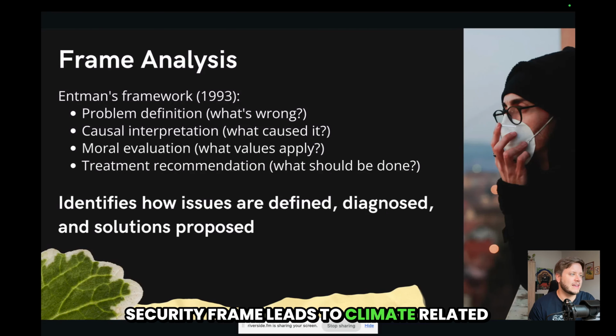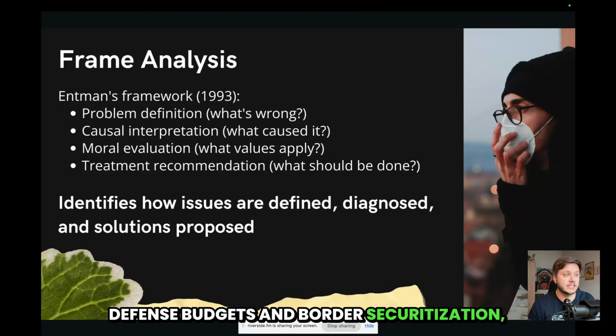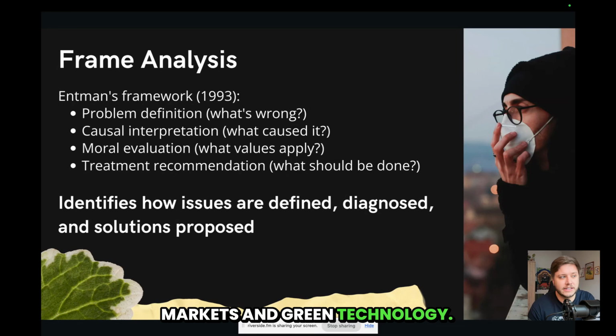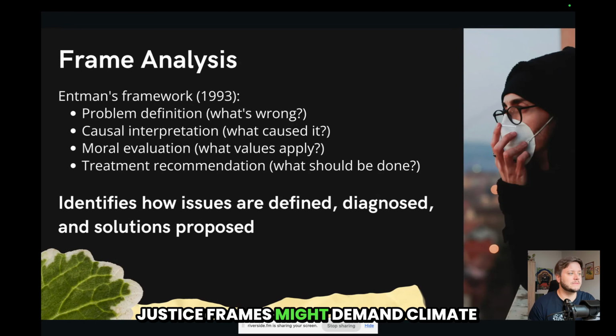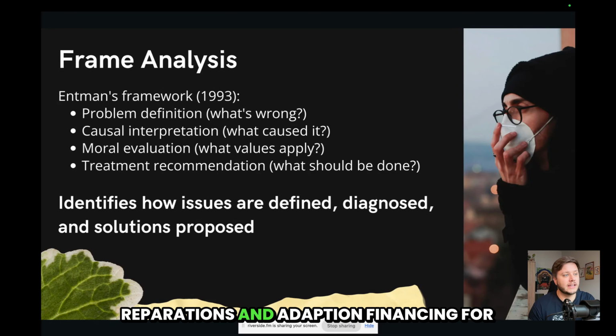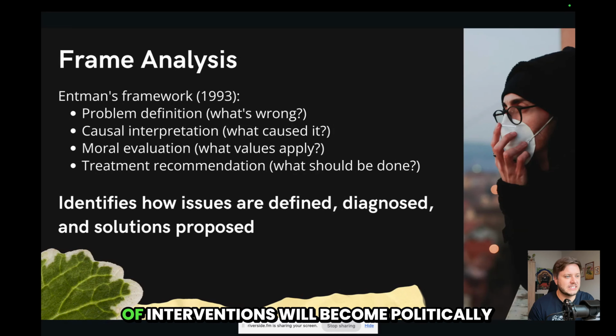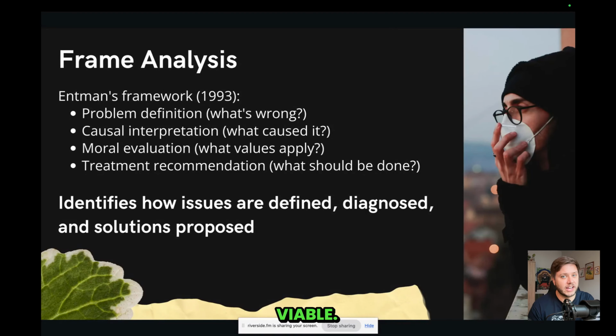Security frame leads to climate related defense budgets and border securitization, right? Economic frames might focus on carbon markets and green technology. Justice frames might demand climate reparations and adaptation financing for especially vulnerable areas, right? So when you analyze which frame dominates in a particular country's policy, you can really predict what kinds of interventions will become politically viable.